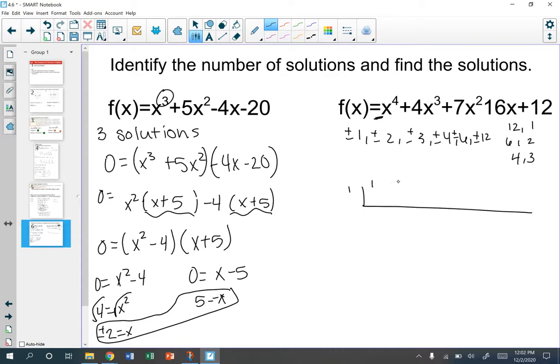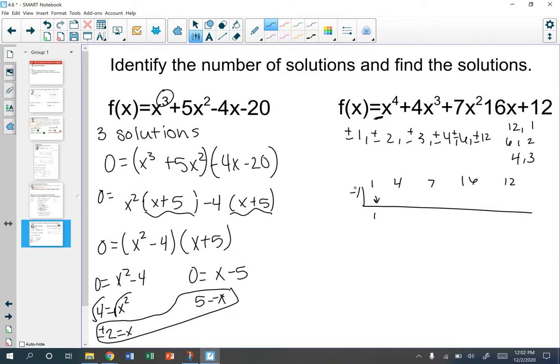And my coefficients are 1, 4, 7, 16, and 12. Bring down my 1. 1 times 1 is 1. That gives me 5. 5 plus 7 is 12. 12 gives me 28. 28 gives me 30, 40. Well, I need a remainder of 0. So I know positive 1 is not a 0. So I'm going to go ahead and move on to negative 1.